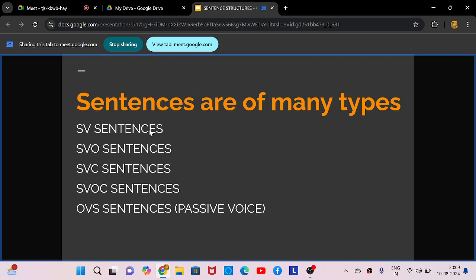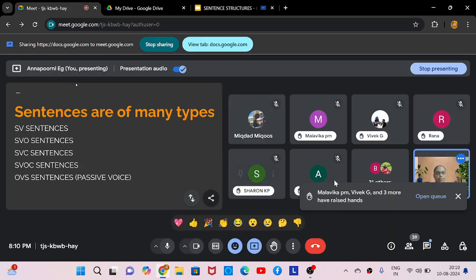So SV sentences are nothing but subject and verb alone. Subject and verb മാത്രമുള്ള sentences. Yes, there are such sentences, but still they are meaningful even if there are no objects. The next one is SVO sentences. അത് നമ്മളിപ്പോൾ നോക്കിയത്. Next is SVC sentences. SVC stands for subject verb complement.